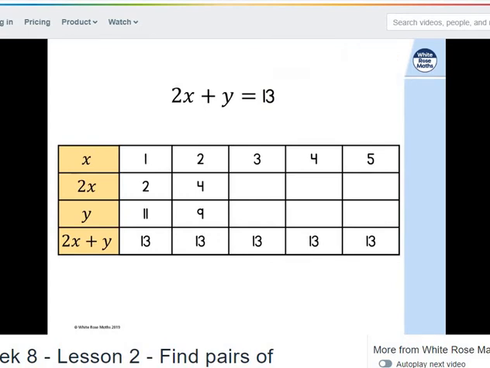Let's have a look then. Well, if x was 3, then 2x would be worth 6. And then I have to figure out, what do I have to add to 6 to get to 13? Well, that's 7. Then it would be 8 and 5, and then 10 and 3. I wonder if you noticed any pattern with the y's. It seems when I increase x by 1, y decreases by 2. I wonder if this pattern will continue. Might be something you want to look at.